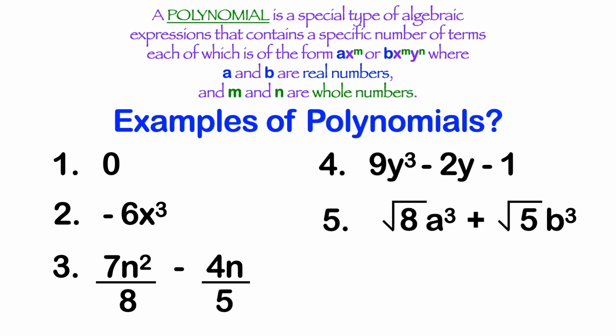And, square root of 8, a cubed plus square root of 5, b cubed. So, yung a and b niya, yung value ng a and b ay irrational numbers. Although meron siyang variable na a at saka yung b, pero yung a and b dito, tinutukoy ko yun yung sa definition ng polynomials. Yung where a and b are real numbers. So, these are the examples of polynomials.